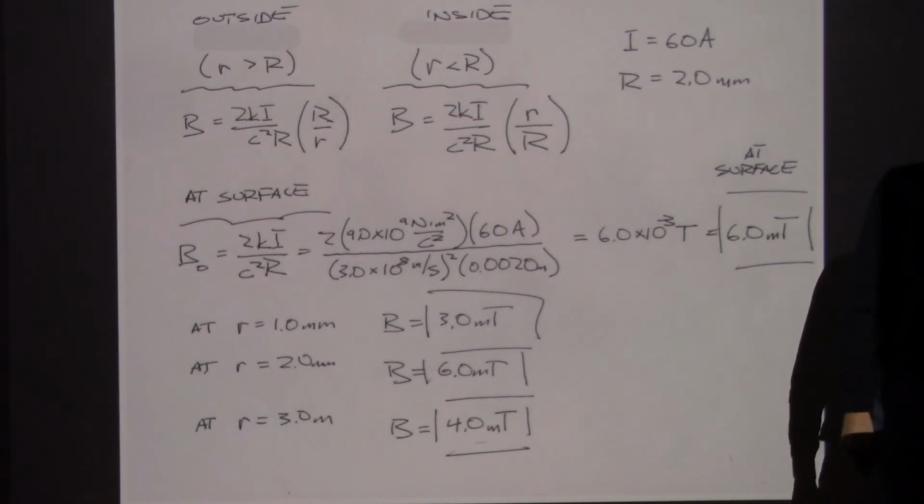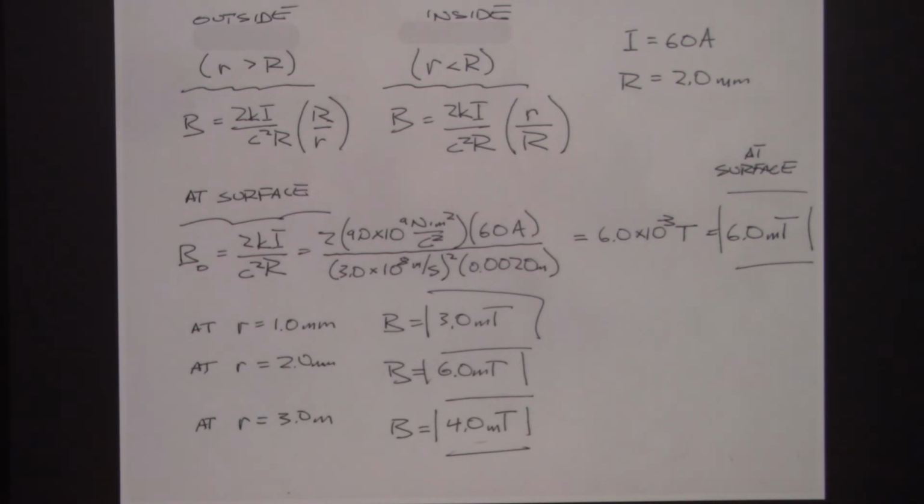And that's right at the surface of the wire. So that's kind of a useful number to think about, because what we've got going on here is a 60 amp current running through a 4 millimeter diameter wire. And 4 millimeters is a pretty thick wire, almost half a centimeter. And so millitesla is pretty good sized. So that's a pretty good sized magnetic field that we're getting.